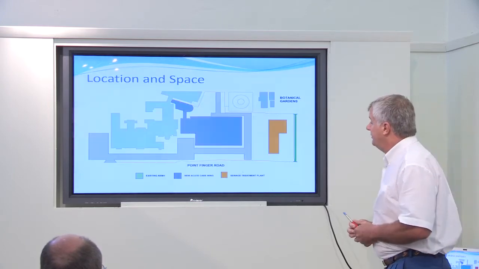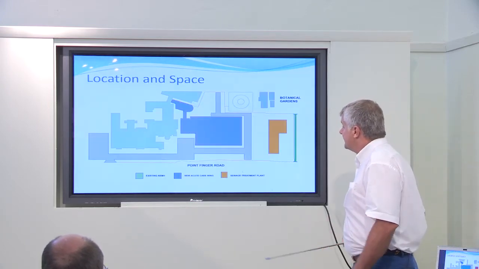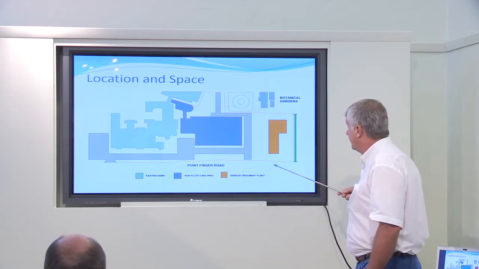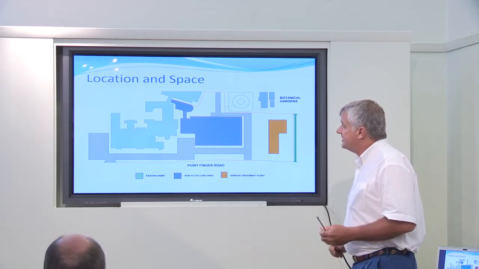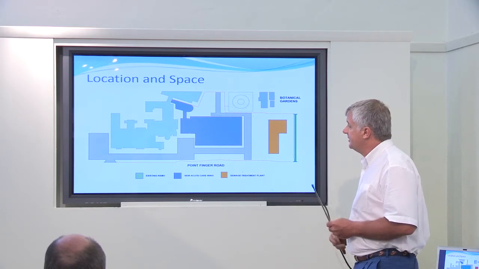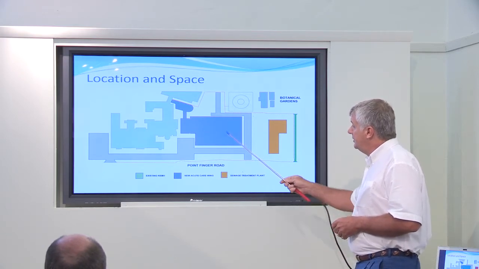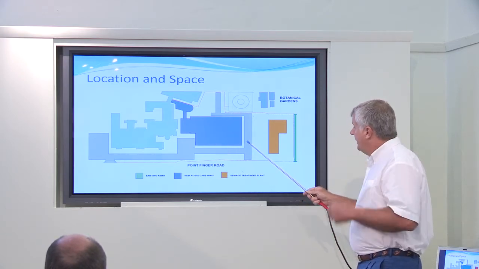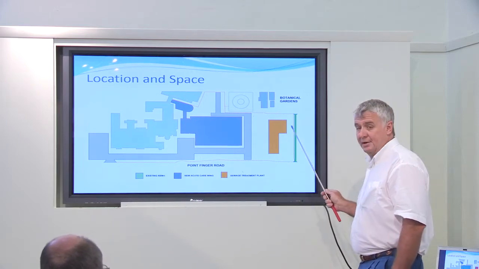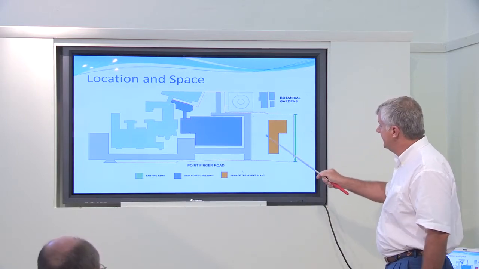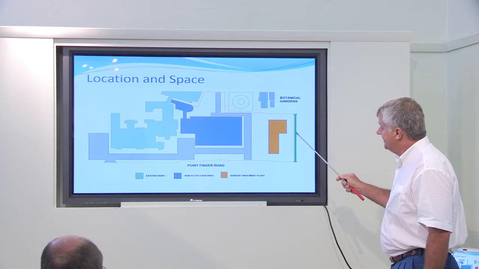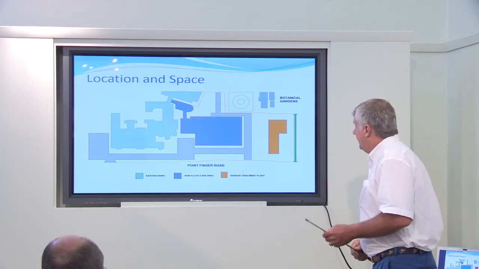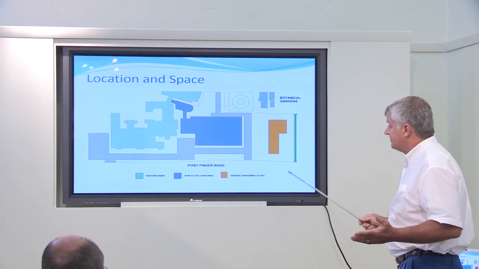I have a brief diagram of the site here, and you remember Point Finger Road, of course, at the bottom there. The light green is the existing hospital and the existing continuing care unit. The blue is our new acute care wing. And really, the only space that we had left to do a development like this was in the area to the south. We chose that area. There's plenty of room to do it.